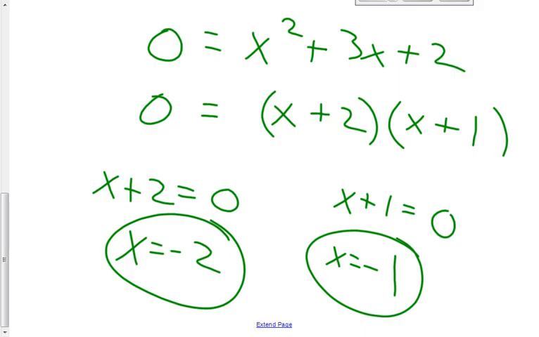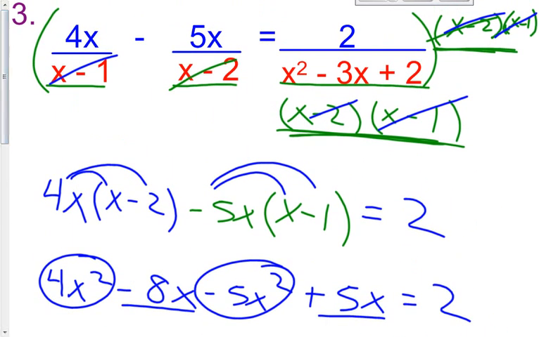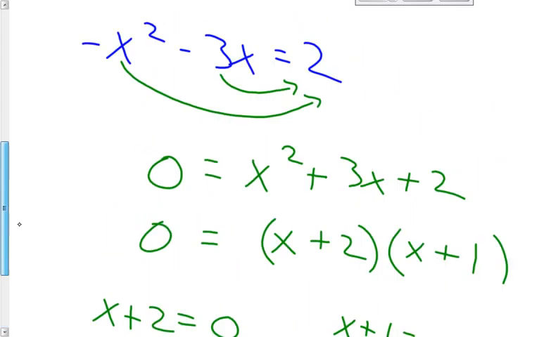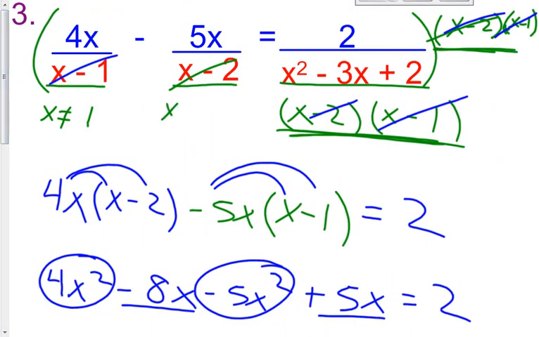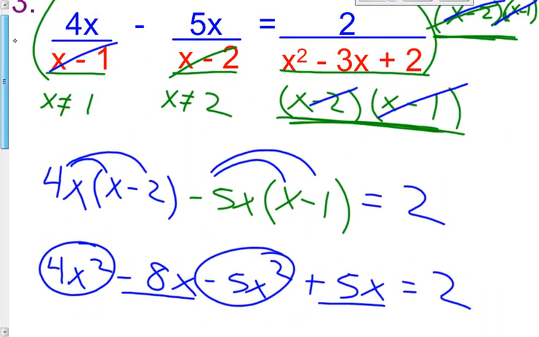Make sure that they do not make extraneous solutions. I know that x cannot equal a positive 1, but I didn't get that. I got a negative 1, so that is a good solution. And I know that x cannot equal a positive 2, which I didn't get. We got negative 2, correct? So both of these solutions work.